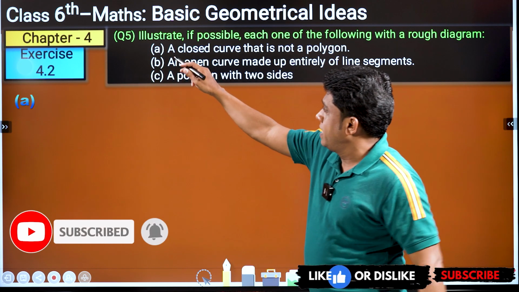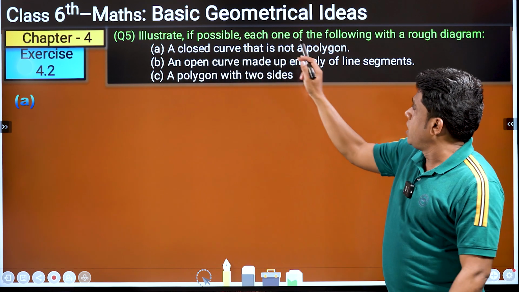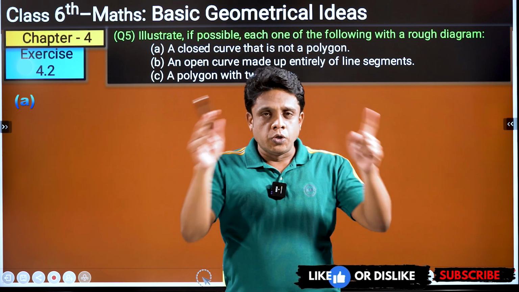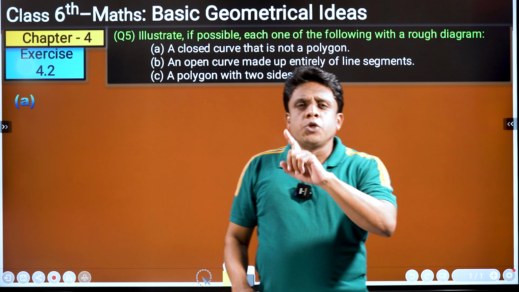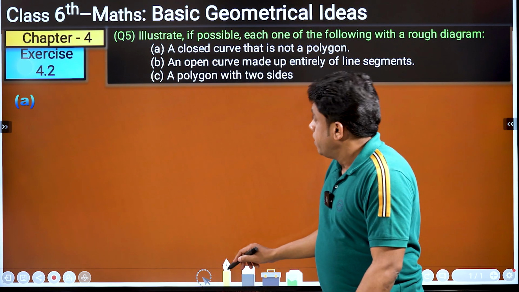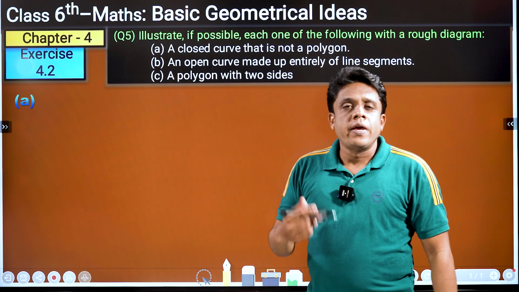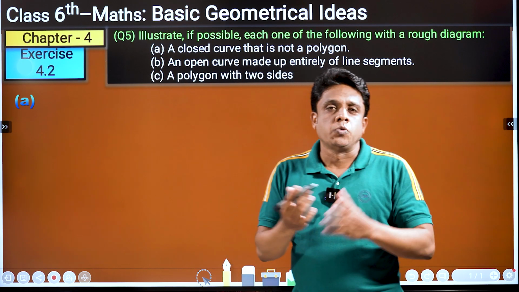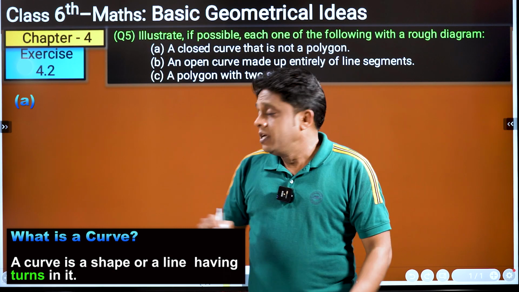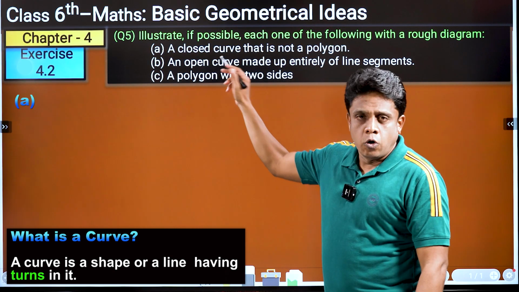The very first statement is our A part: a closed curve that is not a polygon. So we need to draw a diagram for a closed curve, but that should not be a polygon. Let us see how to draw it. We have already studied curves. A curve is any diagram that will have turns. Let us see how to draw a closed curve.